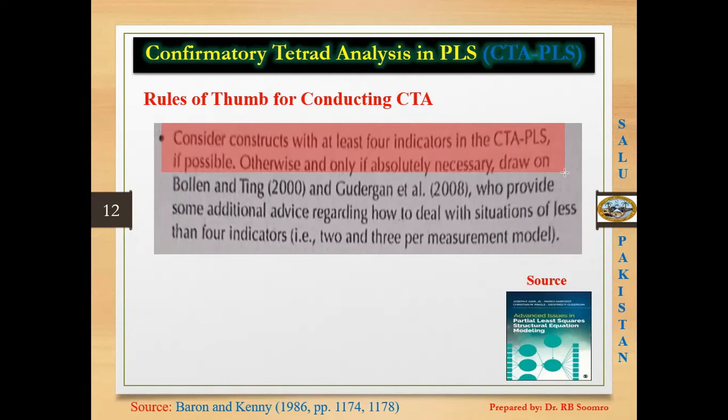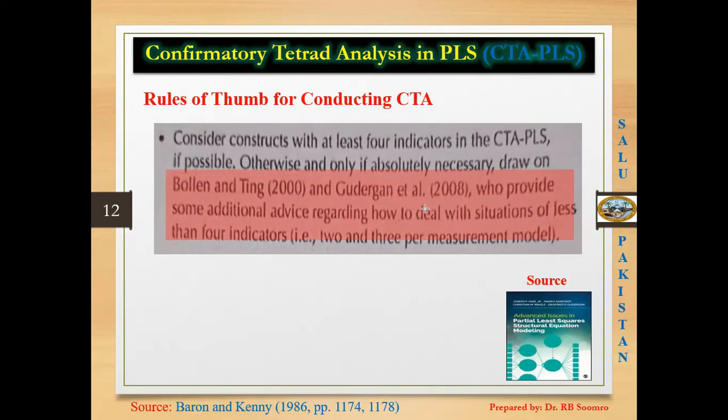So that's why it's important that whenever you want to apply this technique, it must have the 4 indicators. Otherwise, and only if they're absolutely necessary, Bollen and Diamantopoulos provide some additional advice on how to deal with fewer than 4. This research paper by Gudergan, Ringle, and others provides more guidance for when your construct has fewer than 4 indicators.